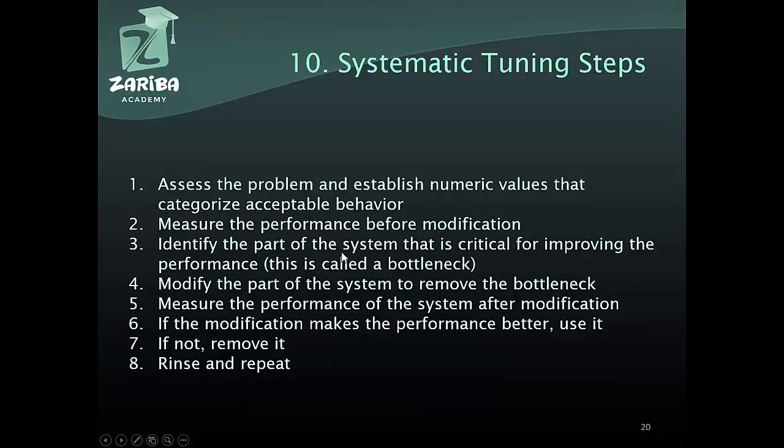Okay, identify the parts of the system that are critical for improving the performance. This is called a bottleneck, so something that slows down the performance of your program. Modify the part of the system to remove the bottleneck. So find a bottleneck, change it or rework it or make a hack or whatever. Okay, if the modification works, use it. If not, remove it. Clearly, it's not good. Rinse and repeat. So if it's not helping, try to find another one, then another one, and follow the same steps.